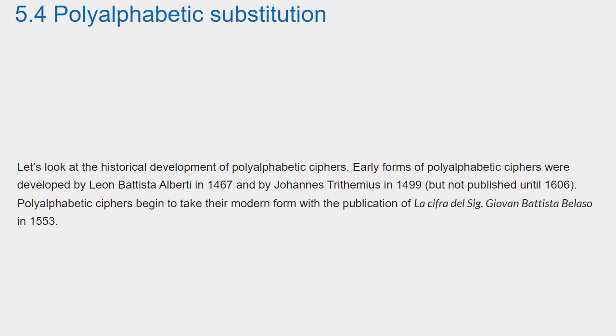Let's look at the historical development of polyalphabetic ciphers. Early forms of polyalphabetic ciphers were developed by Leon Battista Alberti in 1467 and by Johannes Trithemius in 1499, but not published until 1606. Polyalphabetic ciphers begin to take their modern form with the publication of La cifra del Sig. Giovan Battista Belasso in 1553.